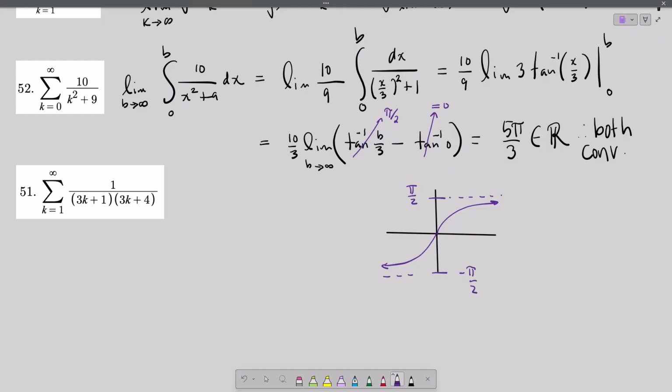Would that also apply for sine and cosine? No. Inverse sine and inverse cosine? No, those have totally different graphs. The inverse tangent shows up a lot because it has this limit. Inverse sine and inverse cosine actually are not defined outside of negative 1 to 1.